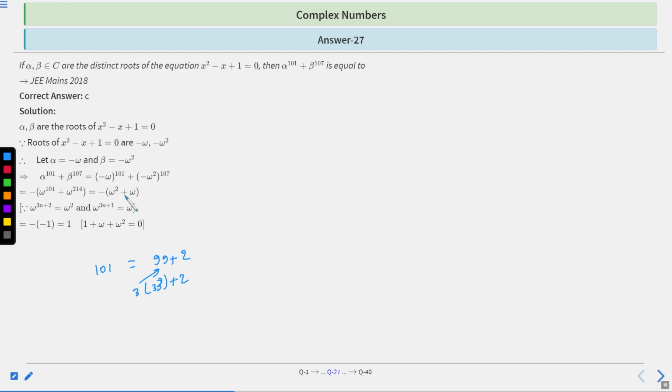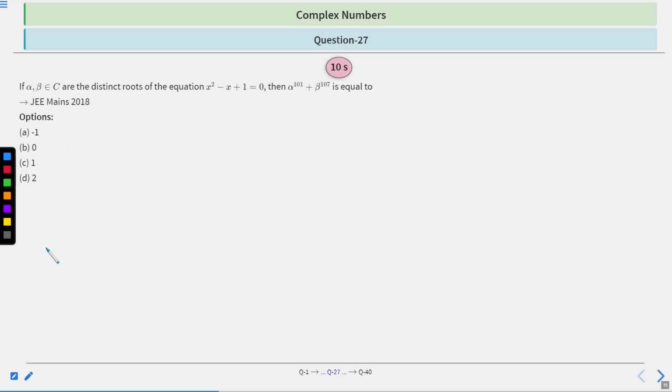Now minus of omega square plus omega. So omega square plus omega is basically negative 1, as we all know. So we will put omega square plus omega as negative 1. So minus of minus 1 is 1. Clear? So the answer will be 1. So I think option C will be the right choice.